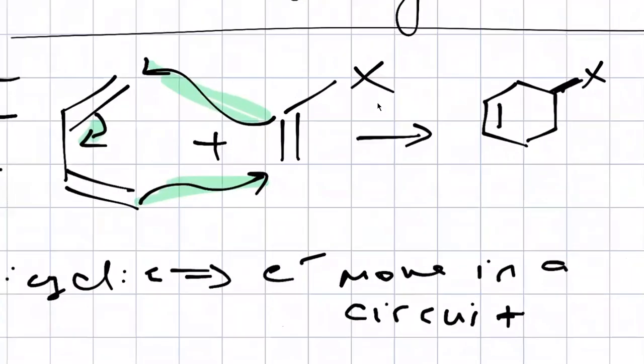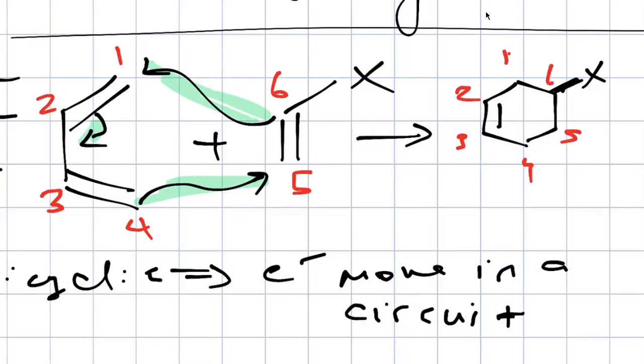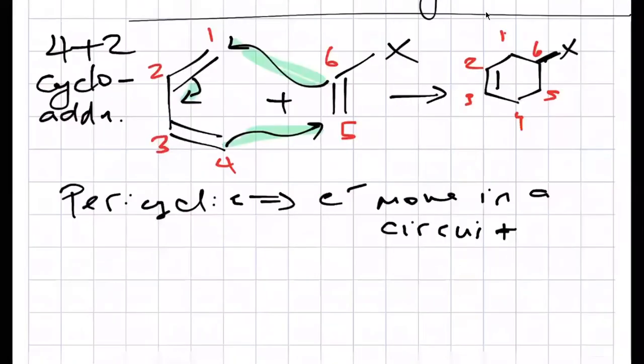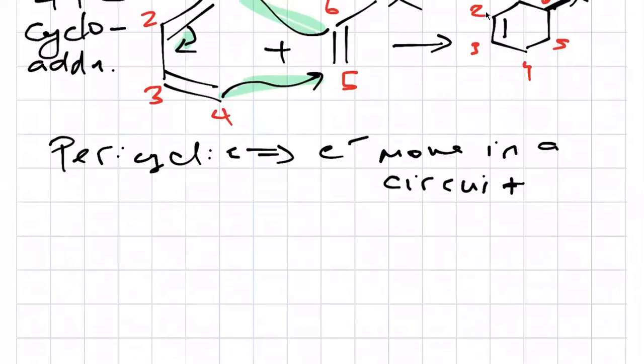All right. So here's the reaction, here's the outcome. You always get a six-member ring, and you always get the same flow of electrons between these six atoms right here. That's why we call it, again, pericyclic. The electrons are only moving between those six atoms, right? And if you were to put the numbers back in over here, it'd be the same, like so.